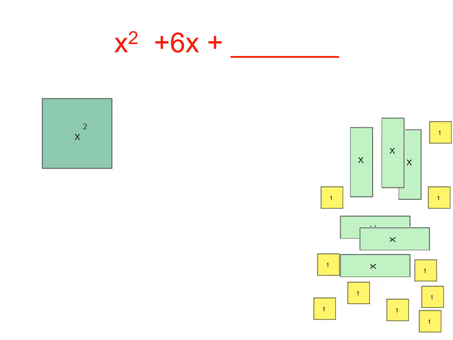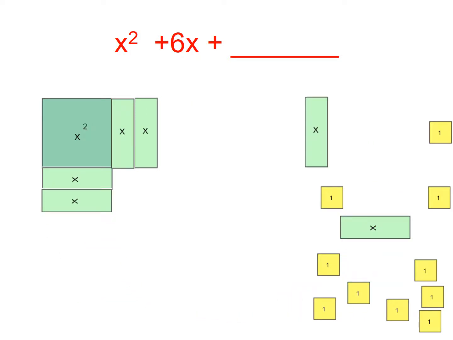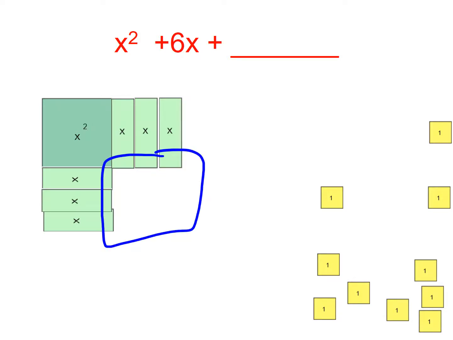So now we have this expression x squared plus 6x plus some c. We need to figure out what that c is, or we need to complete the square. So we have an x squared tile. We have 6x. We have 6 tiles that are labeled x. So here's 1, here's 2, 3, 4, 5. I'm just dragging these. 6, and now we have to figure out what can fit in that leftover space.